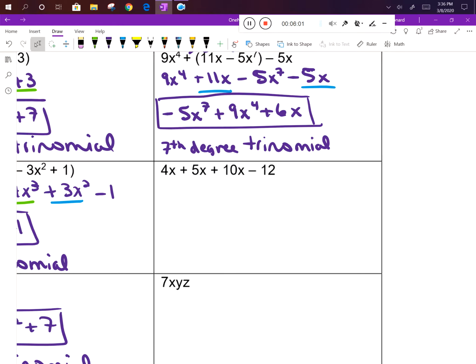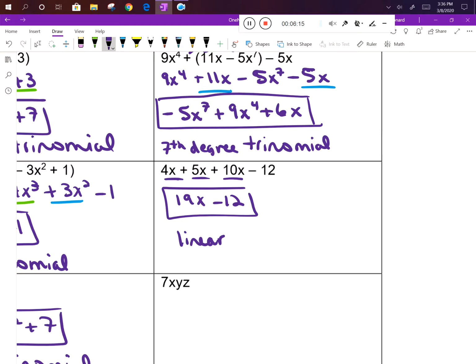The next one has no parentheses, but starts out with 3 like terms. 4 plus 5 plus 10 is 19x's minus the number 12. This is a linear because it has a highest power of 1, binomial because there are 2 terms.